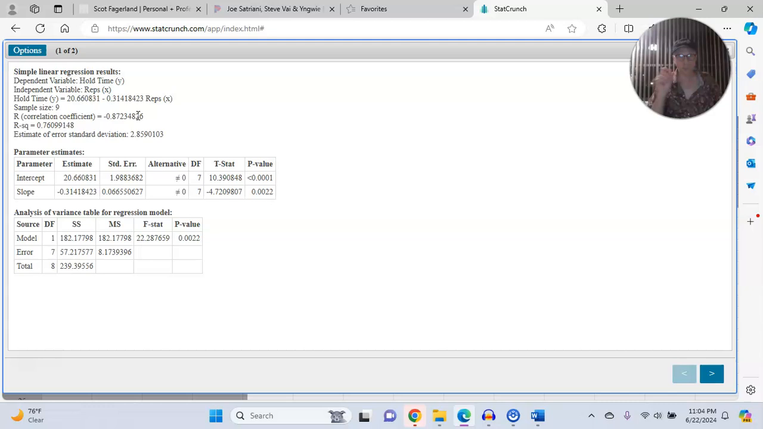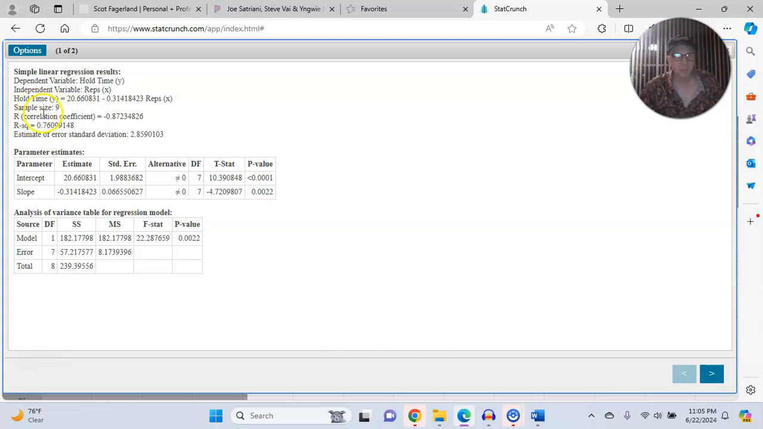Okay, let's be careful about the order here, because when we write things on paper, we usually write y equals mx plus b. We usually write the x term first, but in regression, for some reason, the intercept is usually written first. So this is your B number, the one that's written first. 20.66 is B. And negative 0.314 is the M value, or the slope.